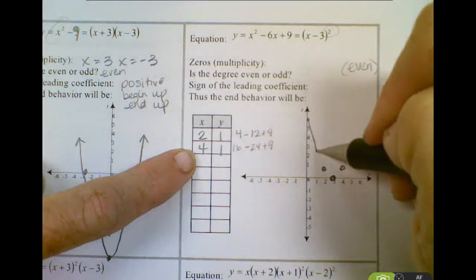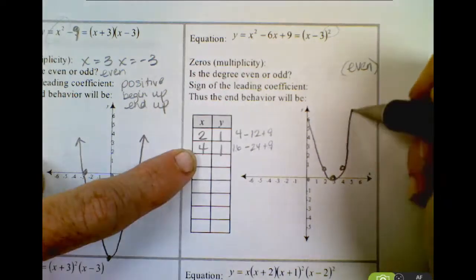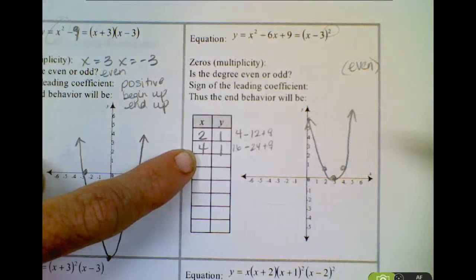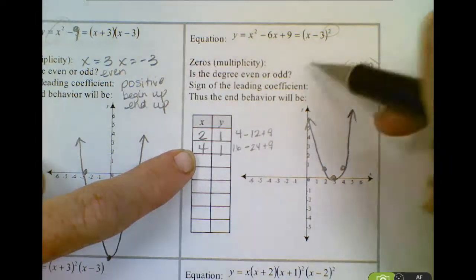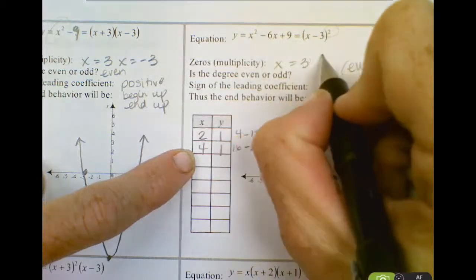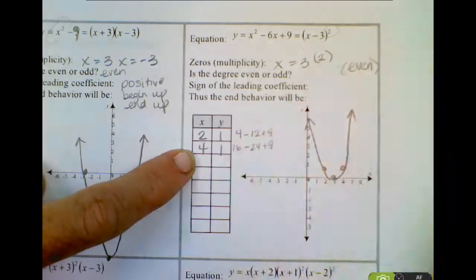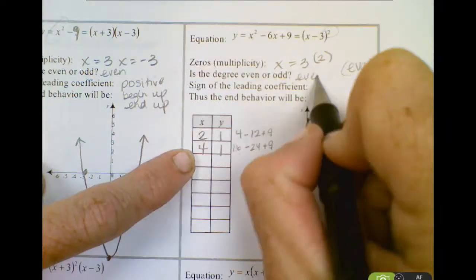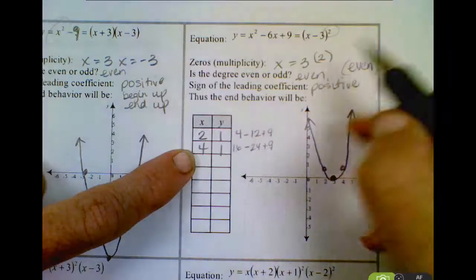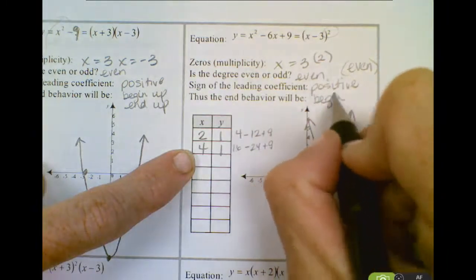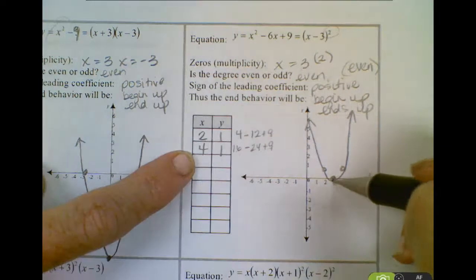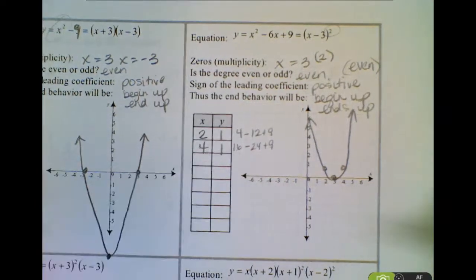If you see what happened when we graphed this, our graph did bounce off of that 3. It does not go below that 3. Okay? It's a multiplicity of 2. It happens twice. The degree is even, and the leading coefficient is positive, so we know it's going to face upwards. The end behavior begins up, and it ends up. It bounces off that 3 because that 3 occurs twice.